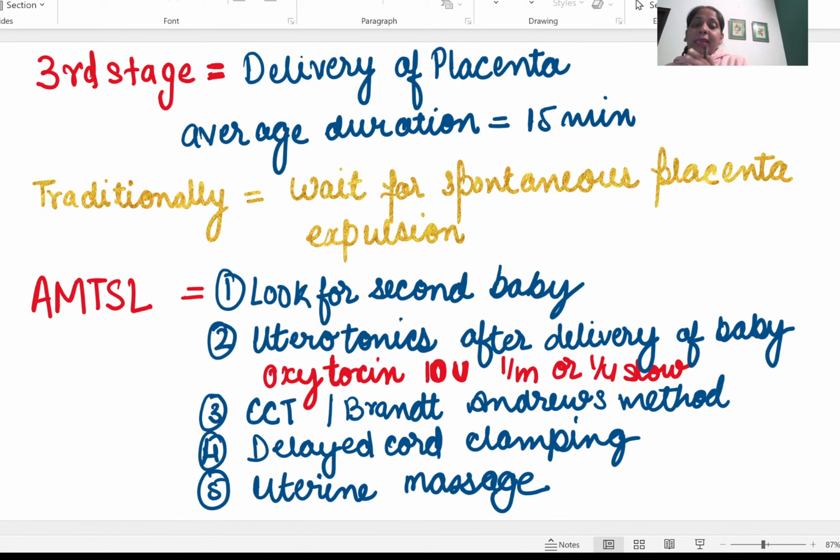Then next, we will give uterotonics after the delivery of the baby. If there is no second baby, then we will give uterotonics, the drug of choice, given prophylactically to prevent PPH. That is the main target of AMTSL: to decrease the incidence of PPH all over the world. So the first thing we do is give uterotonics.